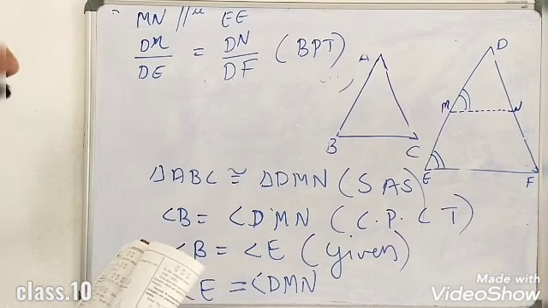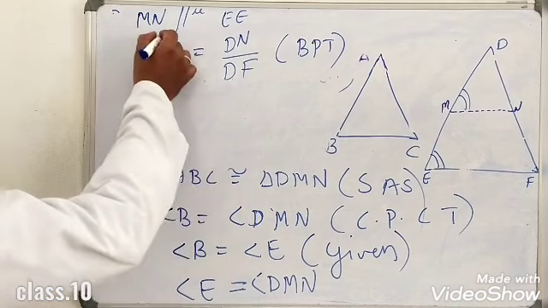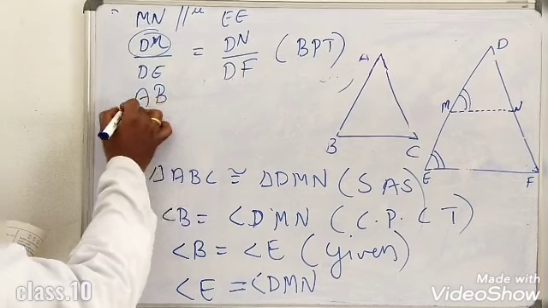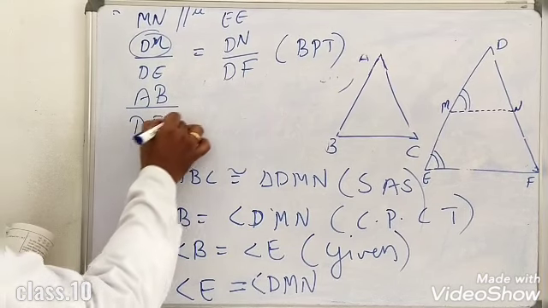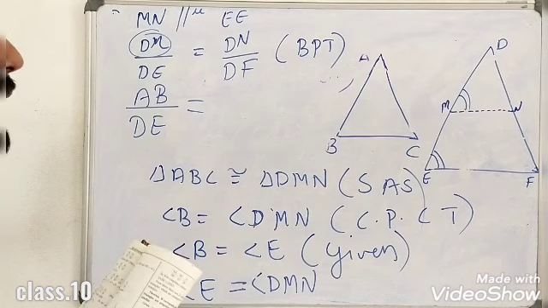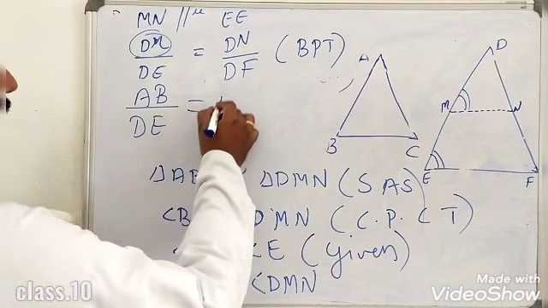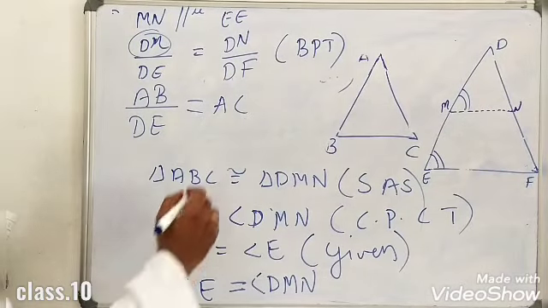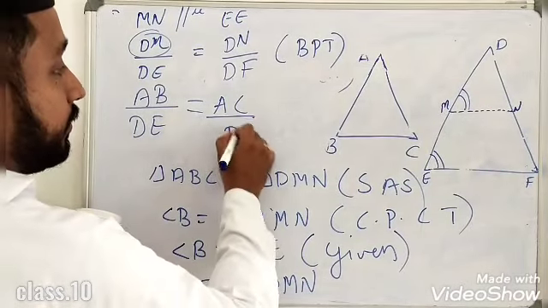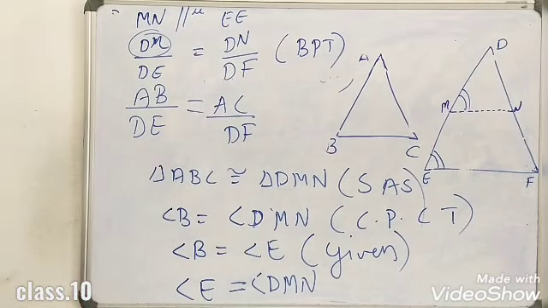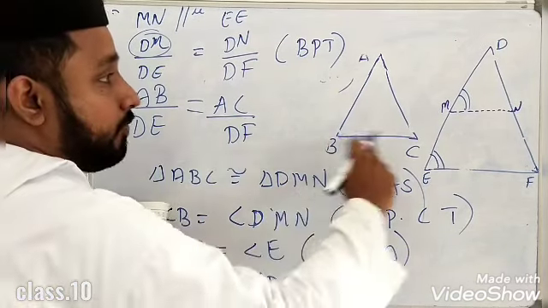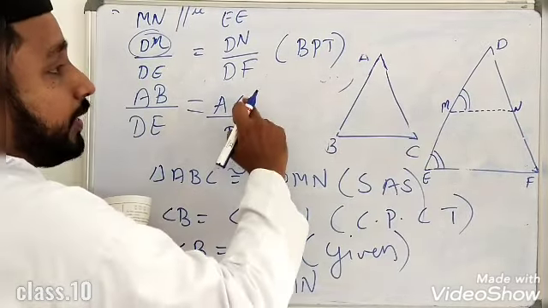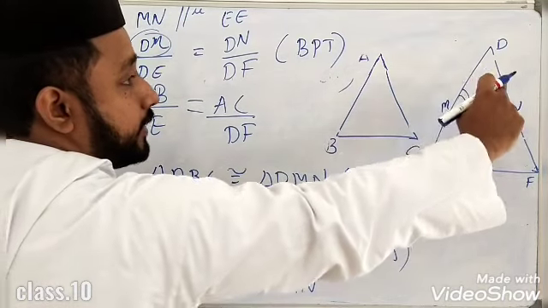We have taken DM is equal to AB. So instead of DM, I am going to write AB by DE, which is equal to DN. Instead of DN, I am going to write AC, so AC by DF. So we proved this ratio of sides, AB by DE is equal to AC by DF.